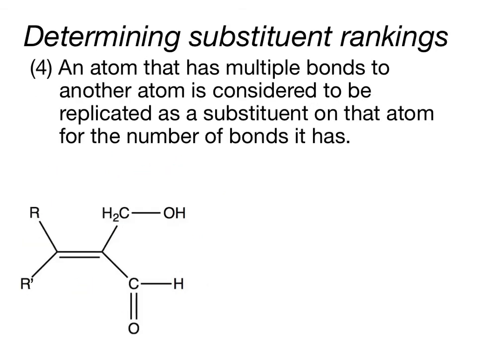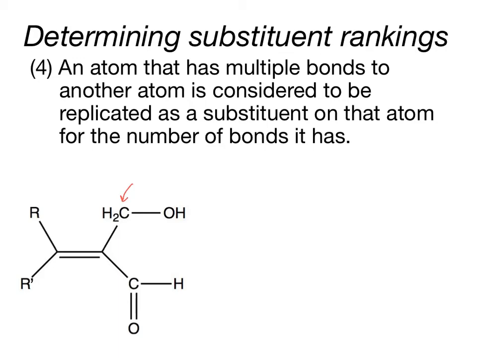But wait, there's even more. Sometimes substituents can have other double bonds to other atoms, either other carbons or oxygens. And so, how do we make those parentheses for those types of substituents? Essentially, if there's multiple bonds to another atom, it's considered to basically replicate that atom on the substituent for the number of bonds it has, which is really hard when you put it in words. So, I'll show you an example.